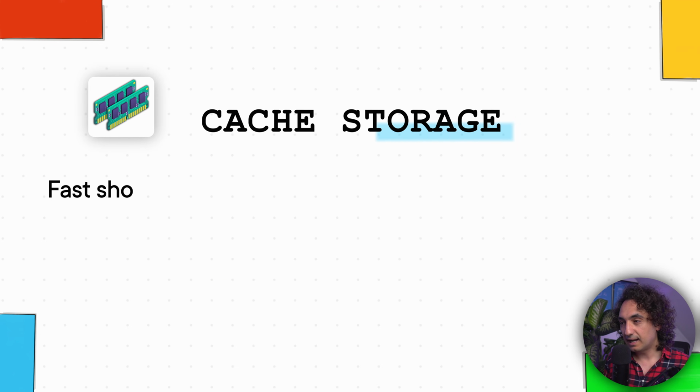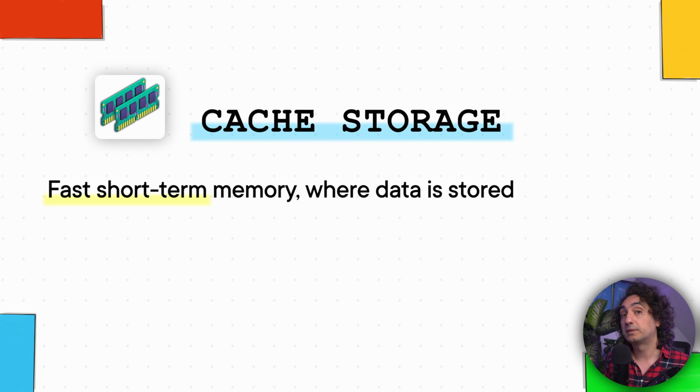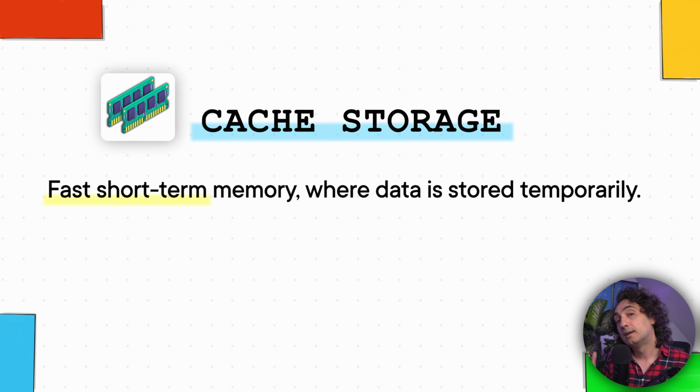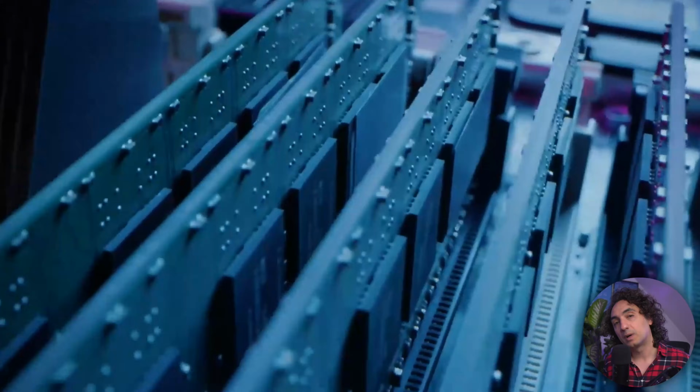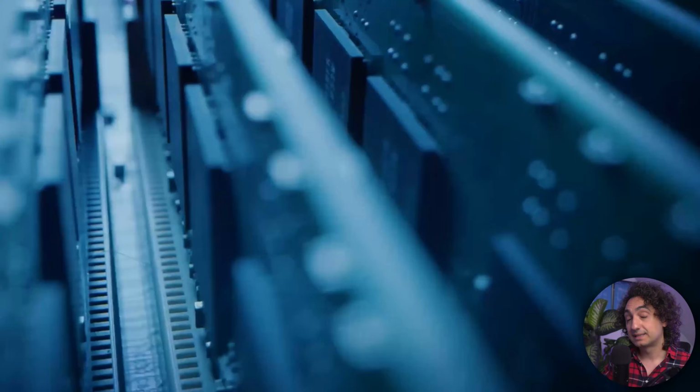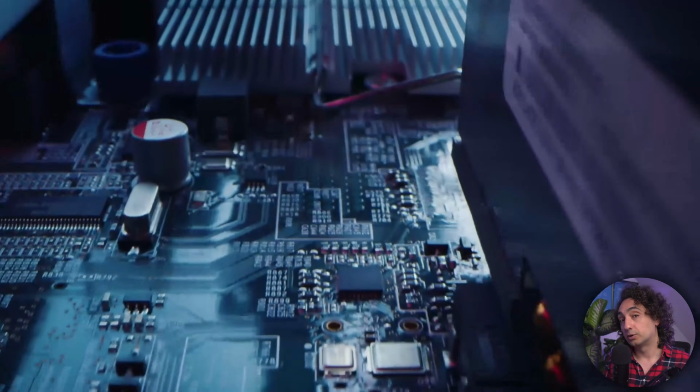Now on the other hand, we have the cache. It is a short-term memory where the data is stored temporarily. It's like the RAM in your PC. It holds the most frequently used data, so the database can access it quickly in order to retrieve data.